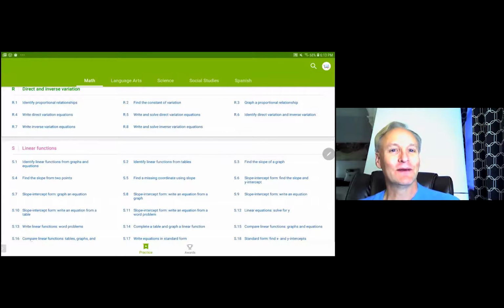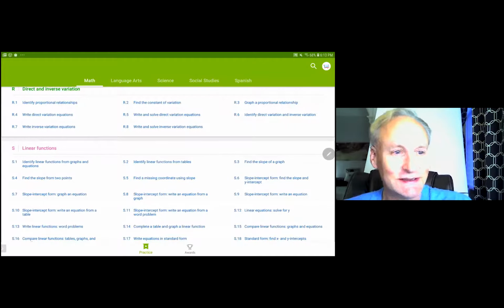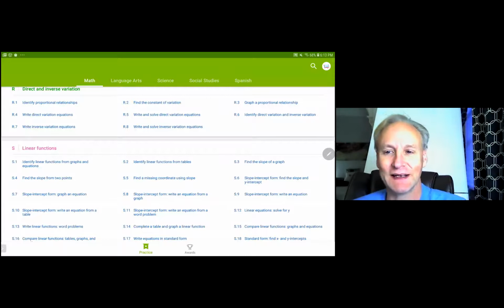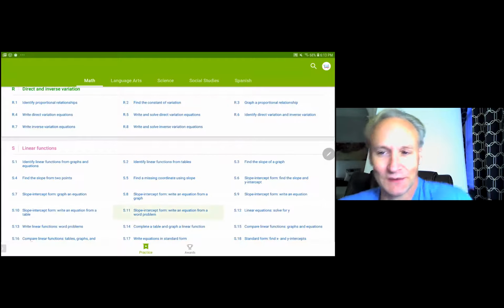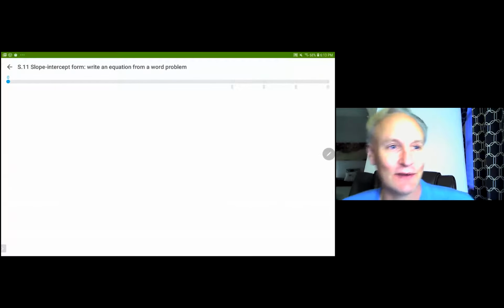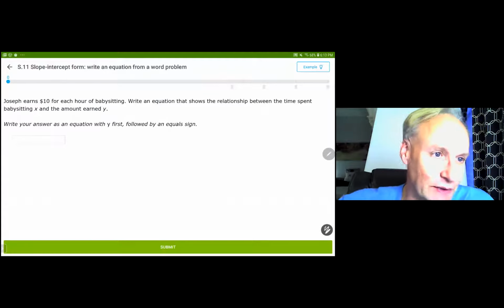Hi, everybody. We're going to be doing linear functions, my favorite. And this is section S from IXL Algebra 1. And we're going to do S11. I know you guys hate word problems, but don't worry, it's not that painful. So here it is, S11. I have not previewed this one, so it's all a surprise. So let's see how it looks. I'm excited about this one.